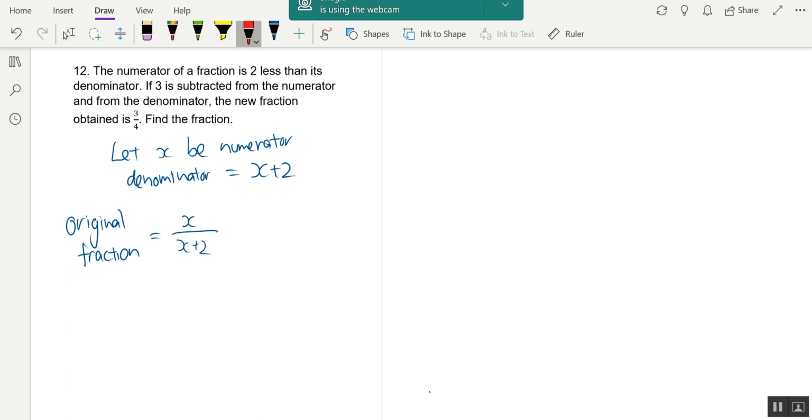A common mistake is students say, oh, I just use 3 plus 3 and then 4 plus 3. Isn't the answer 6 over 7? No, it doesn't work this way, because 3 over 4 is the simplest form. It could be 9 over 12. It could be 30 over 40. It's just that 3 over 4 is the simplest form. So you cannot just add 3 and add 4 to both the numerator and the denominator.